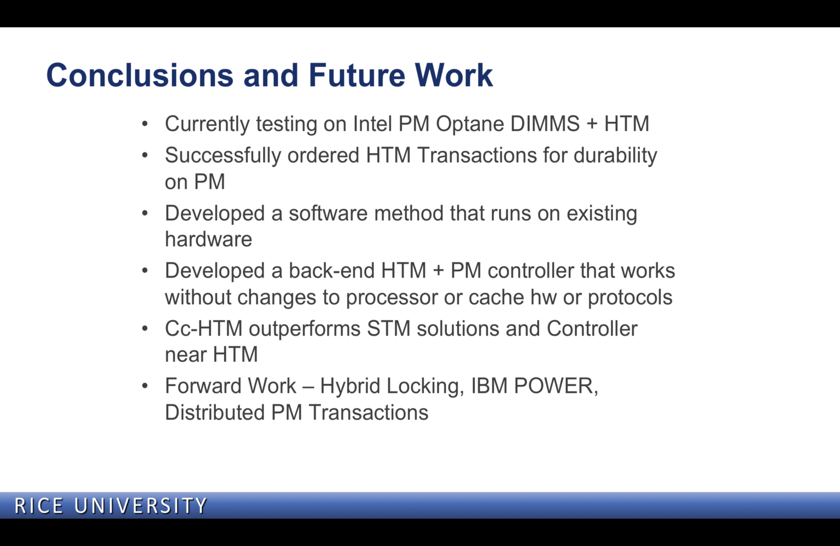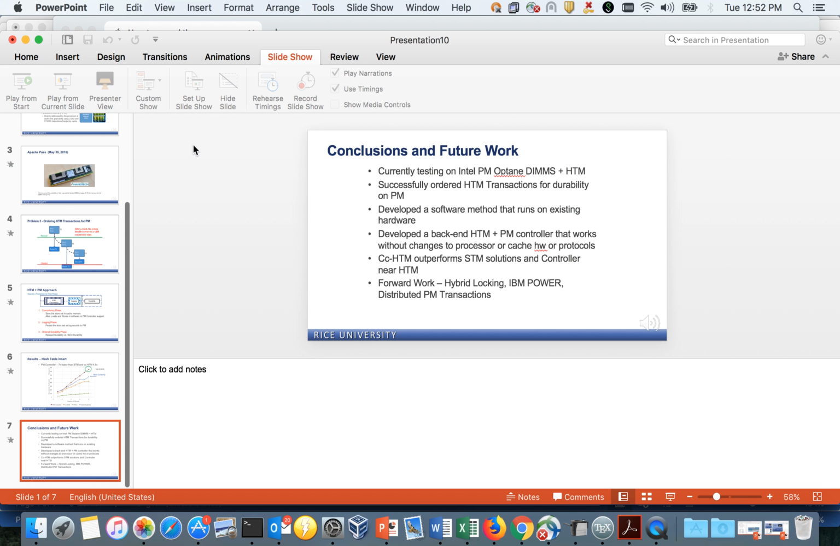Forward work includes hybrid locking, an IBM Power implementation, and distributed transaction. Thanks for watching my slideshow.